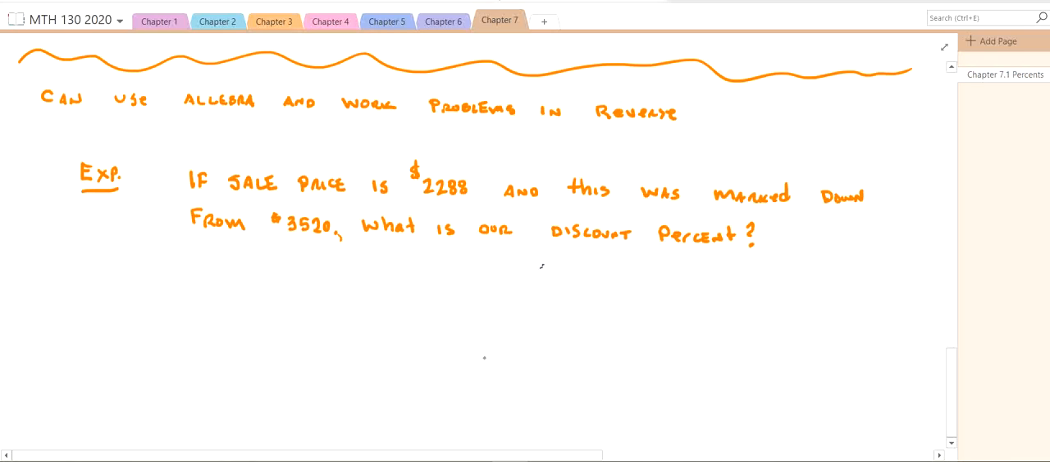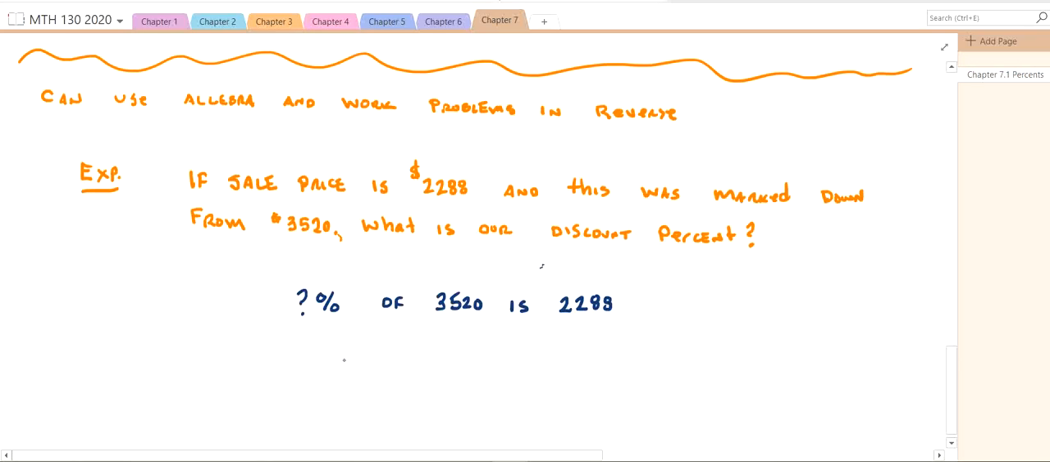We want to know here, there's a couple ways we could do this. But let's do it this way. Let's figure out what percent, we don't know what this is, what percent of 3520 is 2288. So 2288 is what percent of 3520? And you'll see why I'm doing it this way.